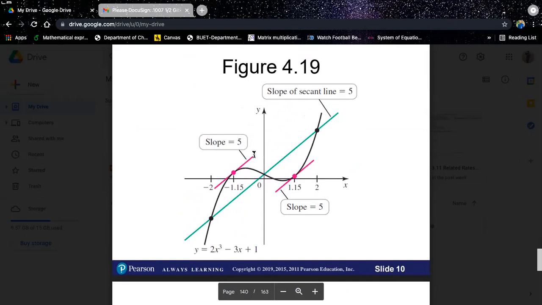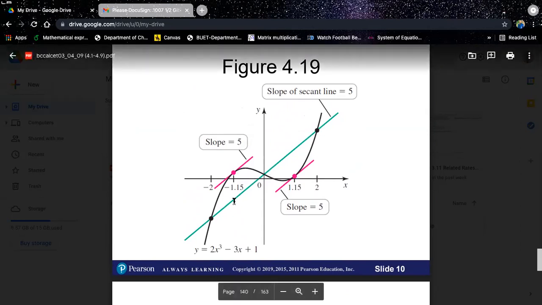Okay, let's see what we have for this function: 2x cubed minus 3x plus 1. That's the graph of this function. If we pick 2 points on this graph, for the slope of the secant line, like this, we get the slope of the secant line is 5.